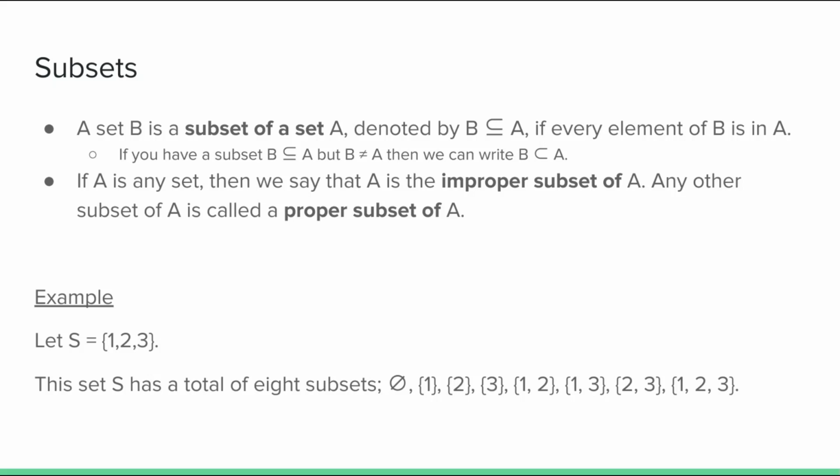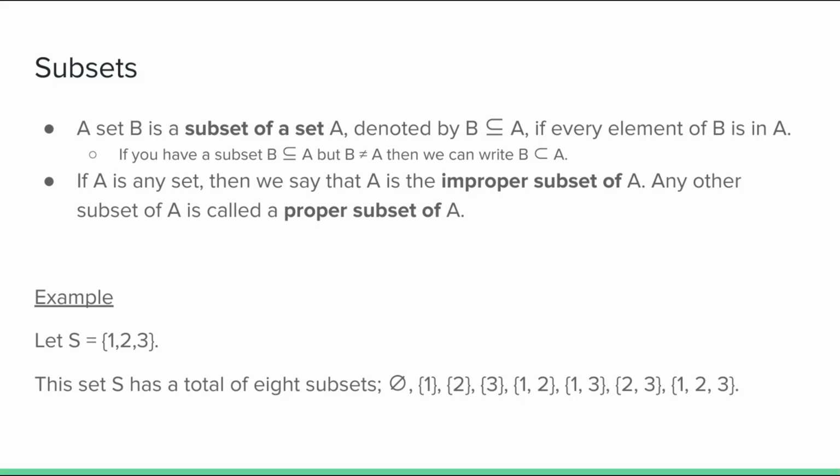If A is any set, then we can say that A is a subset of A, which means it is equal to itself. Any other subset of A is called a proper subset of A, which means it is not equal to A. It's definitely just a subset.